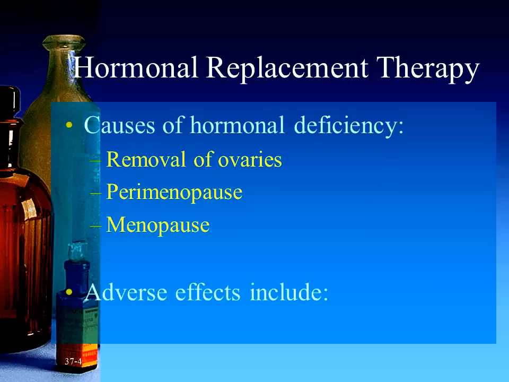So we've talked a little bit about hormone replacement therapy, but I want to talk a little bit more about it. The most frequent cause of female hormonal deficiency is removal of the ovaries. So most frequently, someone has had a bilateral oophorectomy, their ovaries removed for one reason or another. Other reasons would be menopause and perimenopause. Perimenopause is that time early on, right before someone is truly going through menopause.